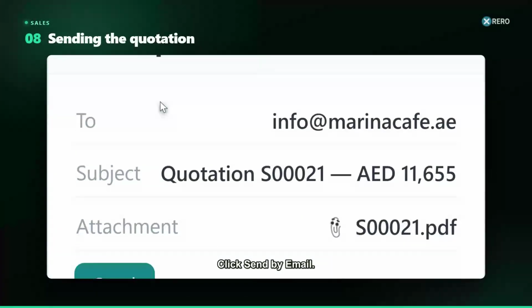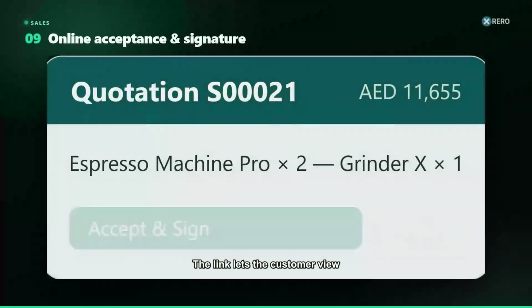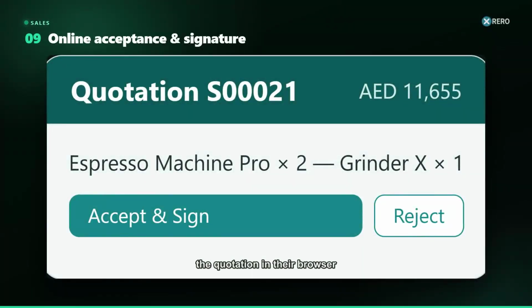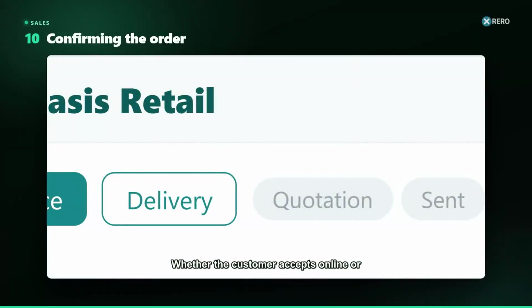Click Send by email. Xrero opens a pre-filled message with a quotation PDF attached and a link to view it online. The link lets the customer view the quotation in their browser, choose any optional products, then sign and pay or accept online. Whether the customer accepts online or you confirm on their behalf, click Confirm.